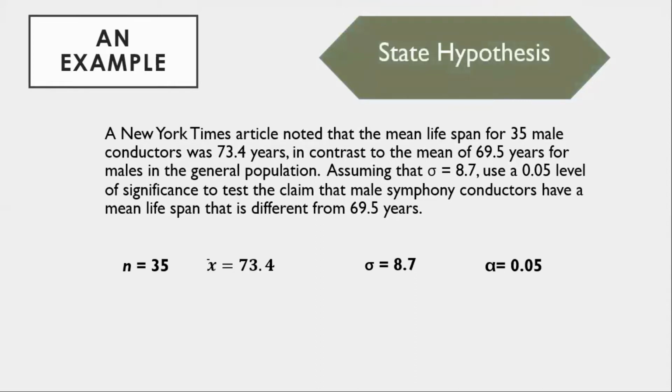We need to form our hypotheses. Remember, there are statements about the parameter, so it won't be statements about x bar, about the statistic. They're going to be statements about the population. The null hypothesis will be the statement that our male conductors are no different. That is, that our male symphony conductors have a mean lifespan of 69.5 years. Our alternative, since we're trying to show that it's different, is just that that mean is not equal to 69.5.